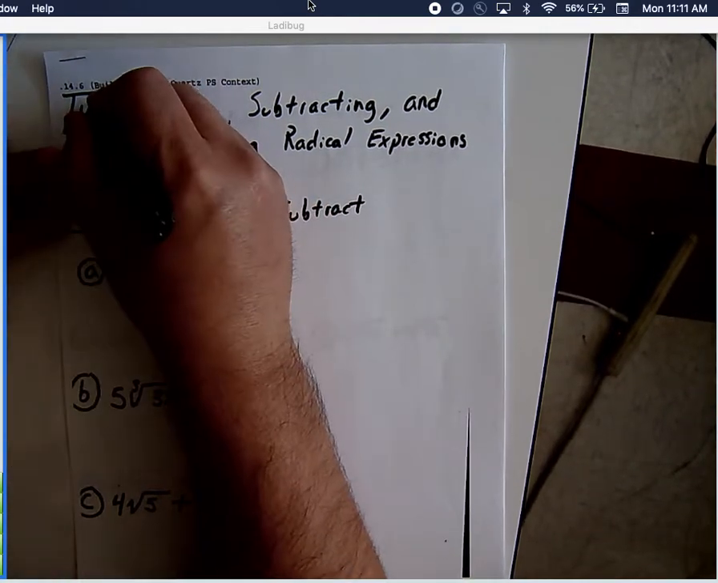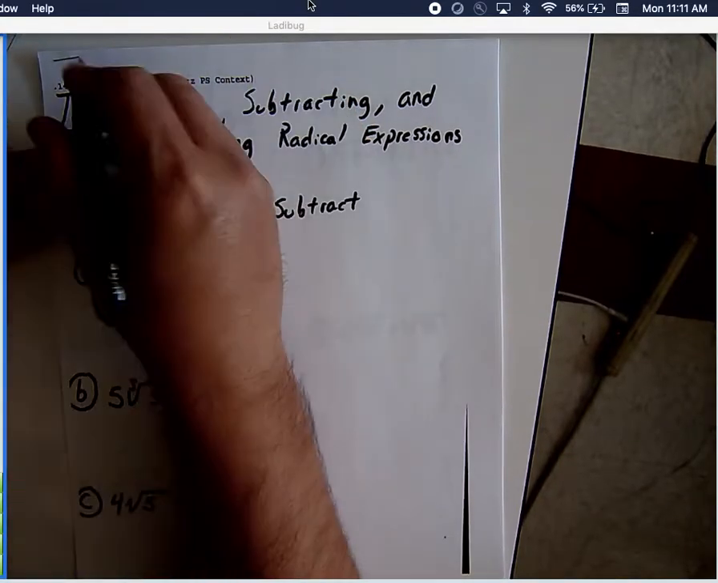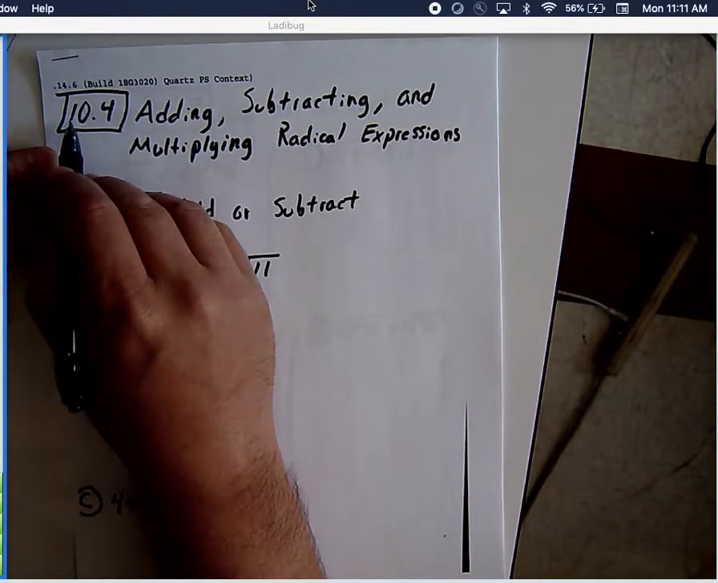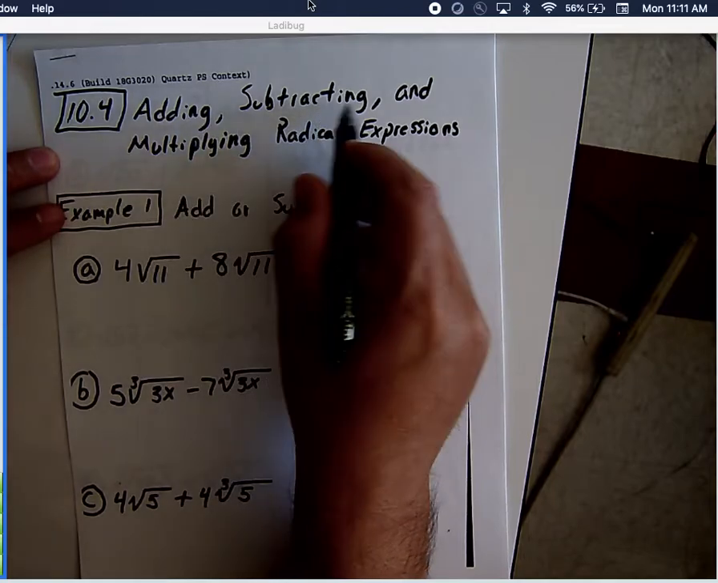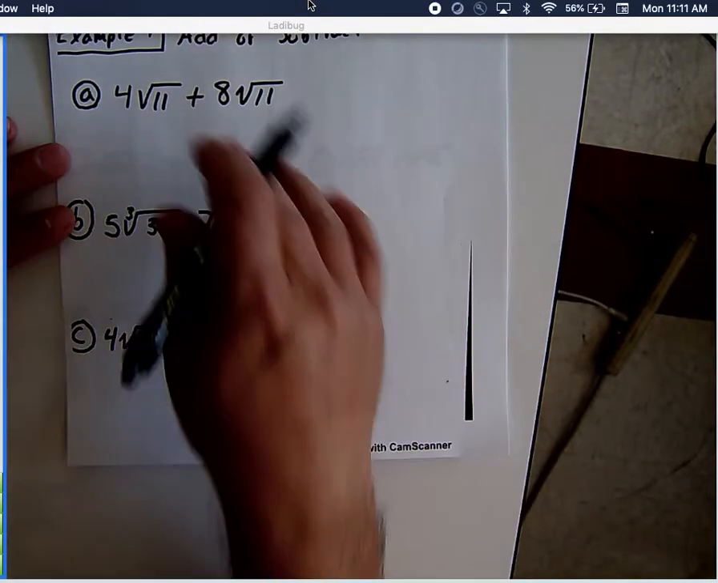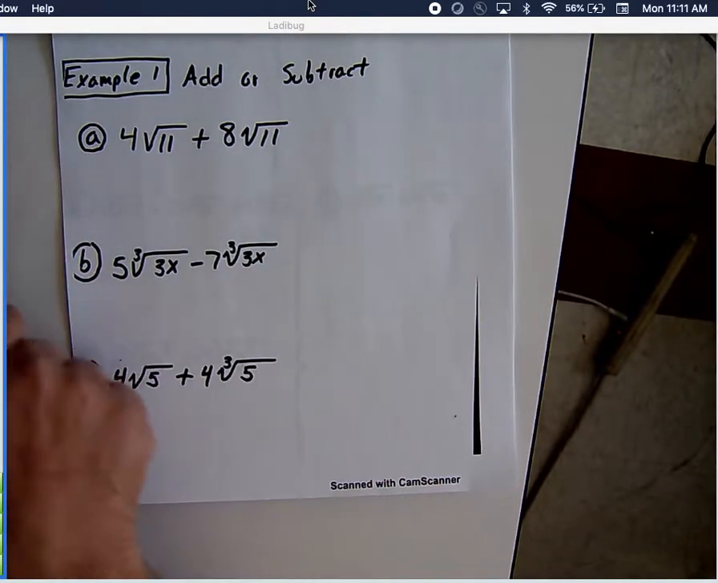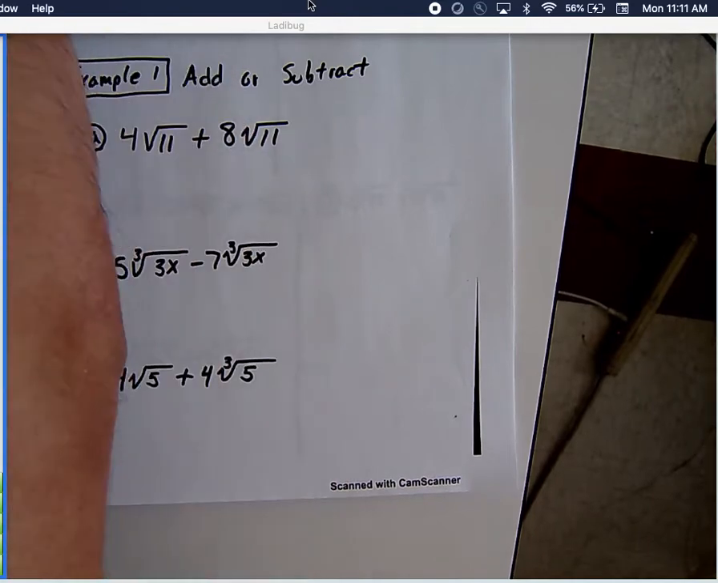Today we're gonna move on. We're gonna be doing what we left off before the break, which is section 10.4, adding, subtracting, and multiplying radical expressions. The first three examples, well, example one has three parts to it, and they're the easy ones.